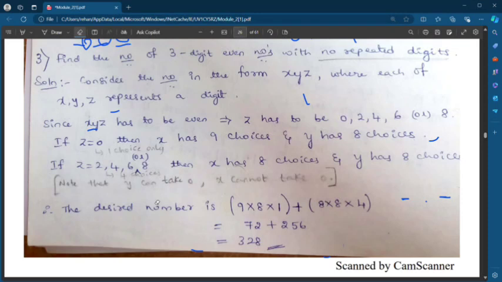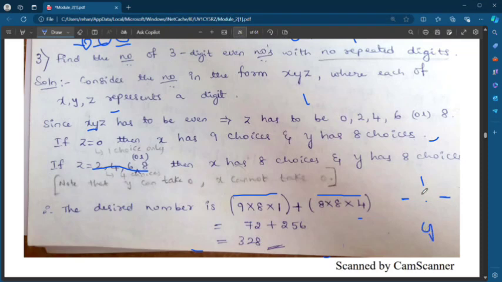Now the distinct desired numbers are 9 into 8 into 1, when I am considering z as 0, plus 8 into 8 into 4. This 4 is for the numbers 2, 4, 6, 8, so it can be either 2 or 4 or 6 or 8, total 4 numbers, and I can write it as 8 into 8 times 4. You understood why here 8 and here 8, when you are taking 2 here from 1 to 9.